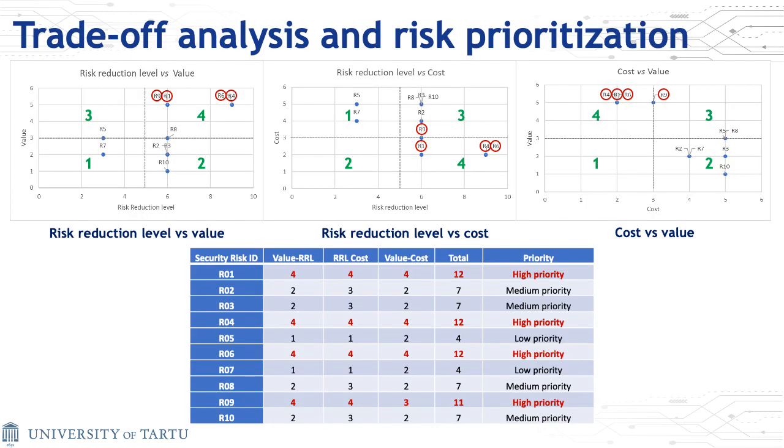Trade-off analysis and risk prioritization. To determine the priority of the risk, we conducted a security risk assessment in which we analyzed the value of the affected business asset, the risk level before and after treatment, and the cost of the countermeasures. After that, we analyzed the risk reduction level versus value, the risk reduction level versus cost, and the cost versus value. Based on the risk prioritization analysis, we concluded that the risks 1, 4, 6, and 9 had the highest priority level. So according to the graphs, these risks should be addressed first, and this is why they are included in the presentation.